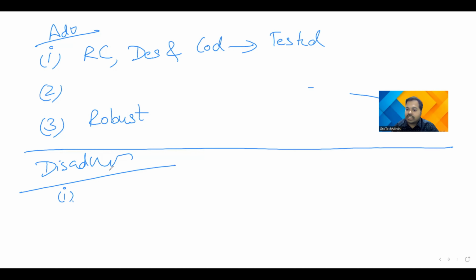What are the disadvantages of the V&V model? It is time consuming. The second disadvantage of the V&V model is that money involvement is more. Whenever time is more, money involvement is more.